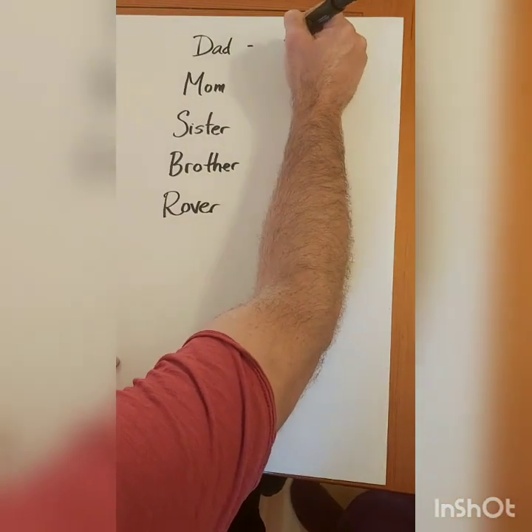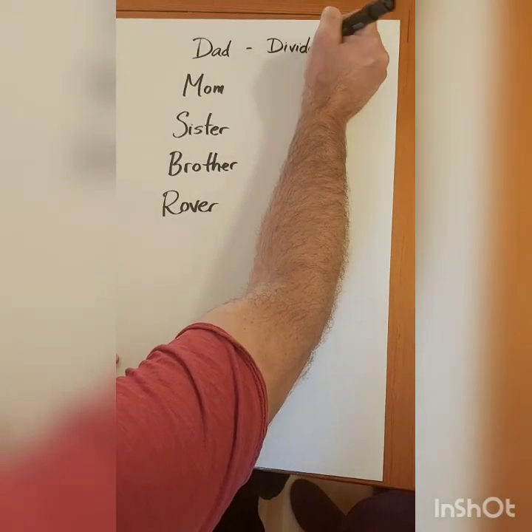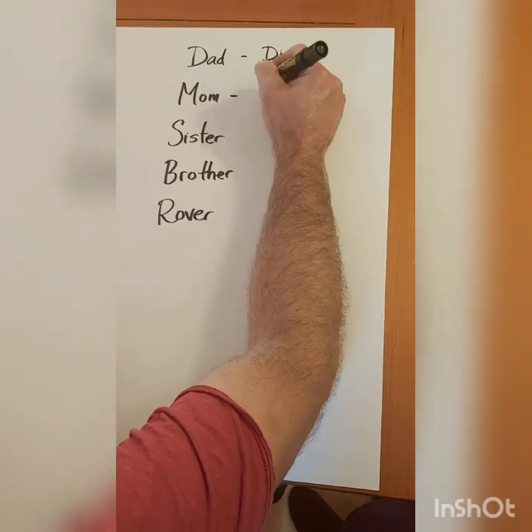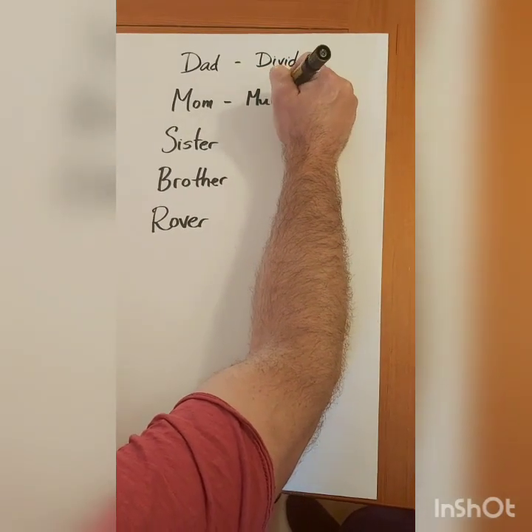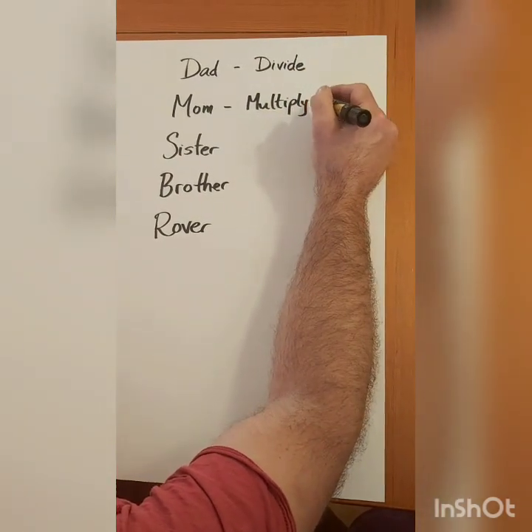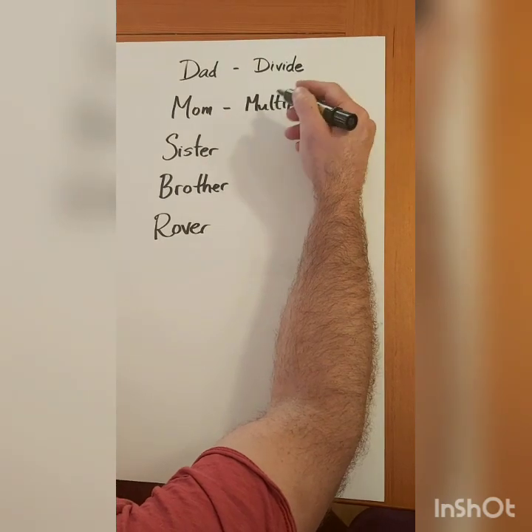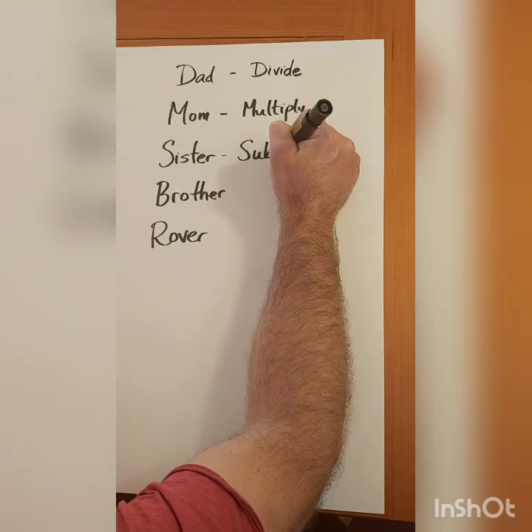Dad is the first step. That means to divide. Mom is once we've divided, we need to multiply. Multiply the first number of the quotient by the divisor. Sister is the next step. We subtract.